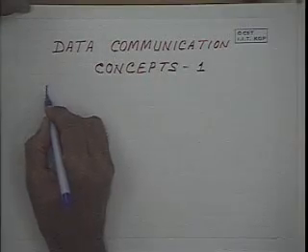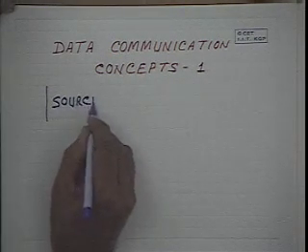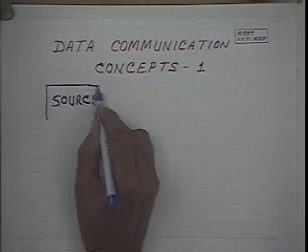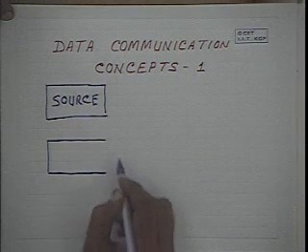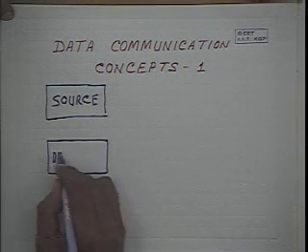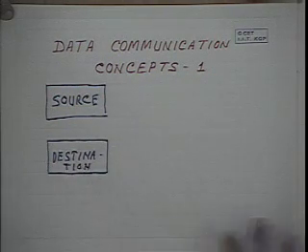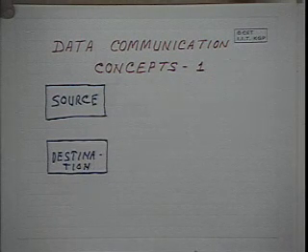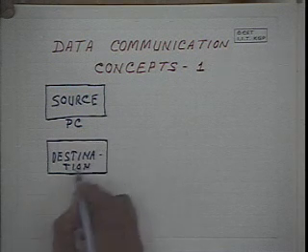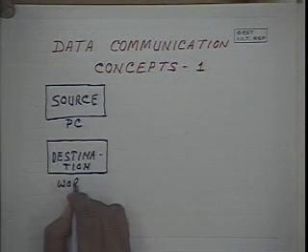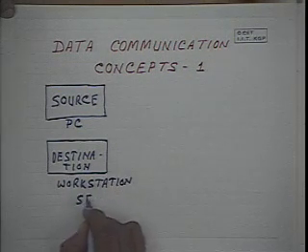A data communication model will have a source and a destination. So the communication will take place between the source and destination. The source can be a PC, a personal computer. The destination can be a workstation or a server.